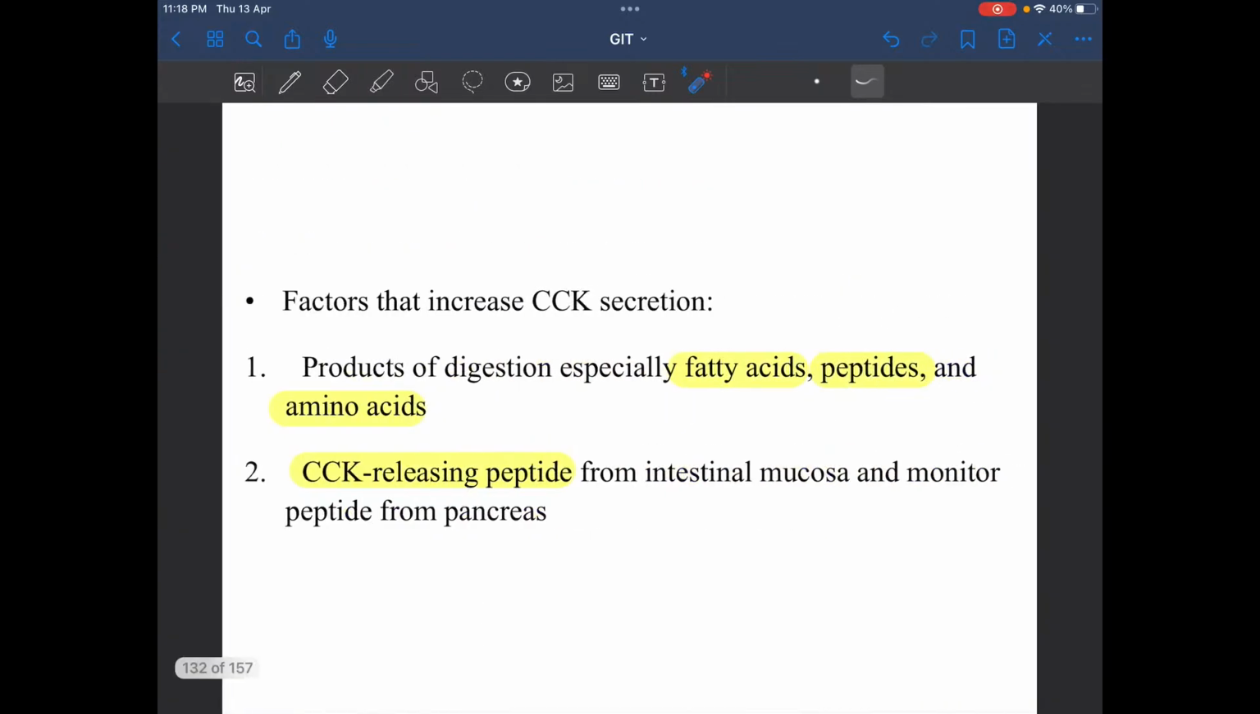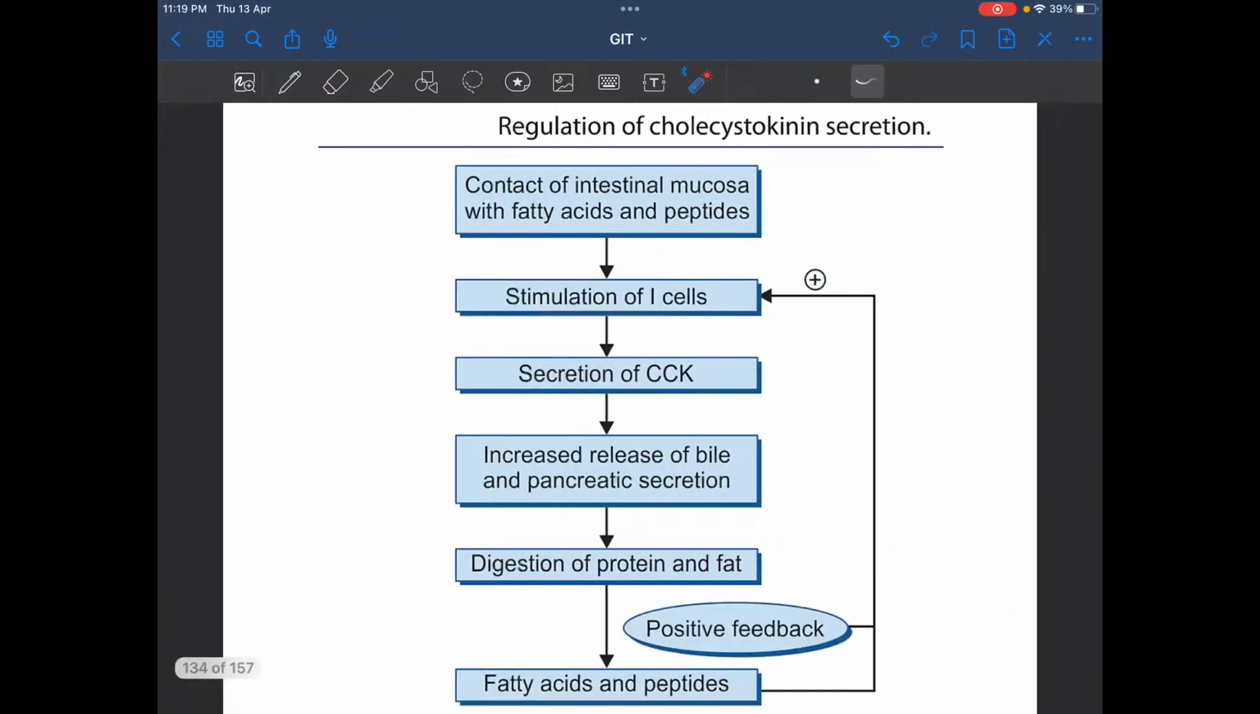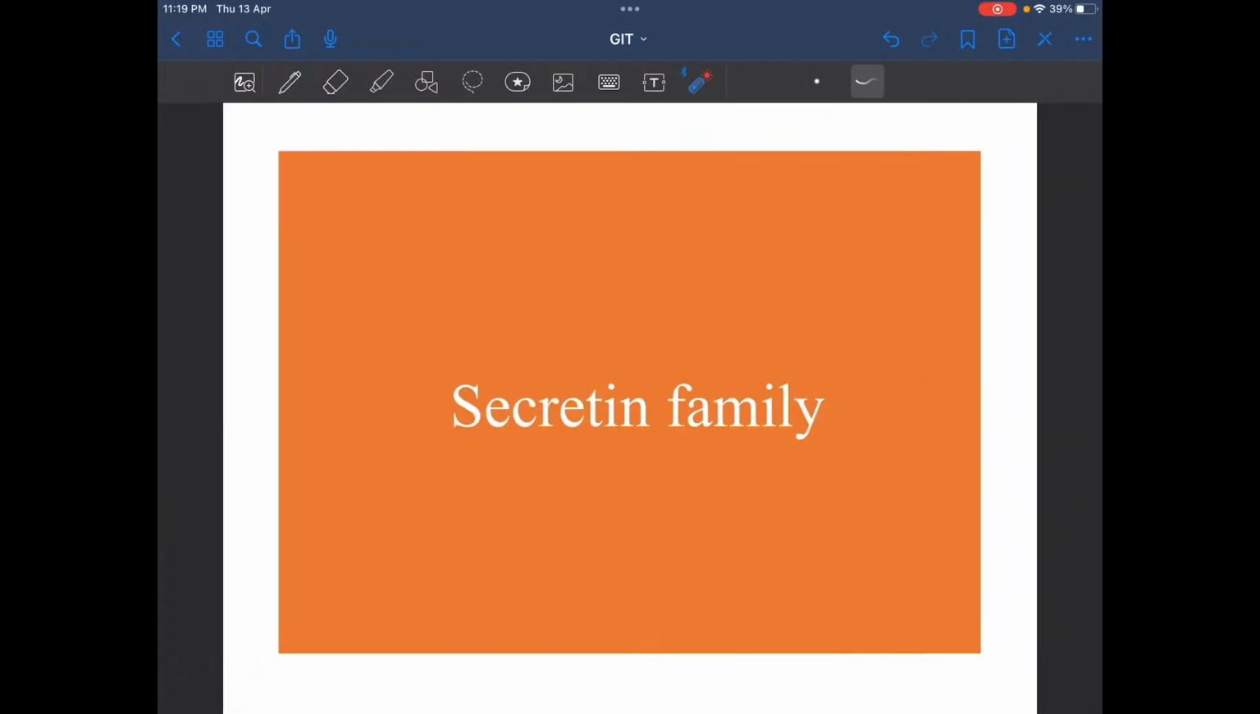Okay, very important. What are the factors which increase CCK? Why did we make pancreatic enzymes? To digest fat, and hence products of fat digestion, like your fatty acids, your peptides, amino acids, and all, they're going to secrete your CCK, just like gastrin was being stimulated by your tryptophan and phenylalanine. Okay, right. So this is what I talk about. They're released by the I cells.